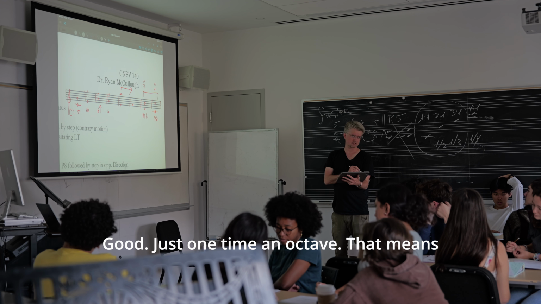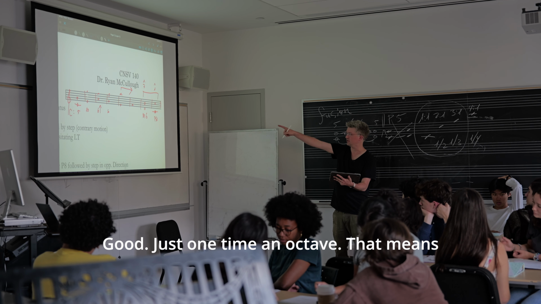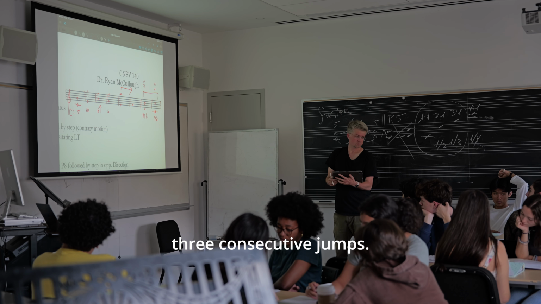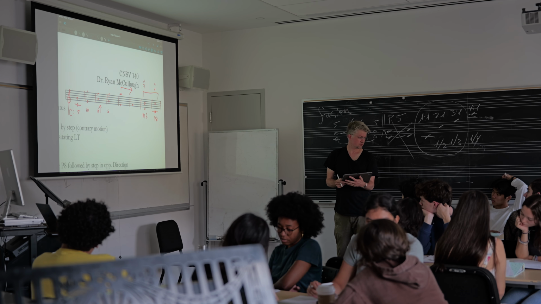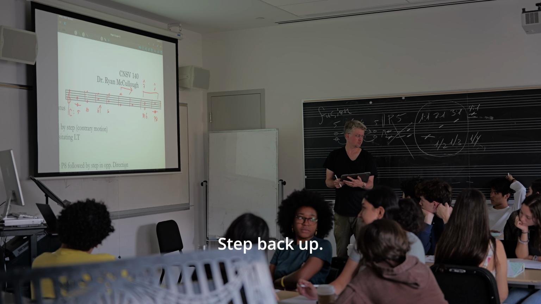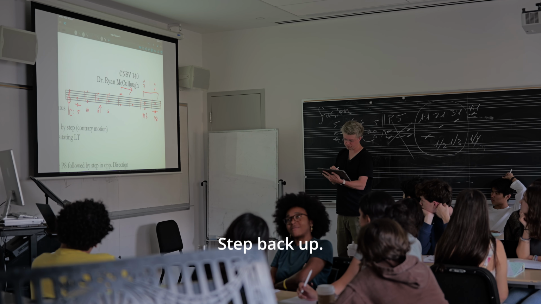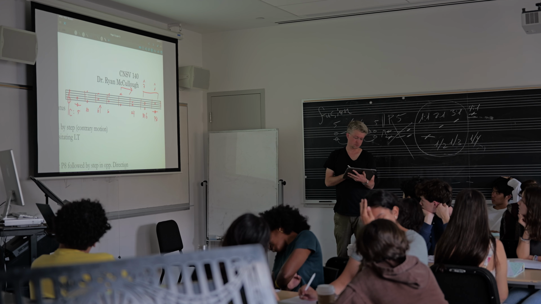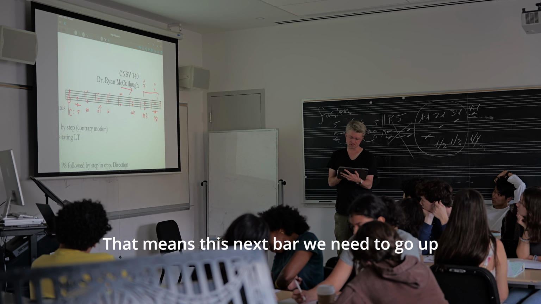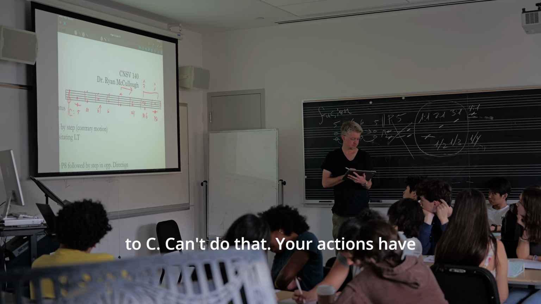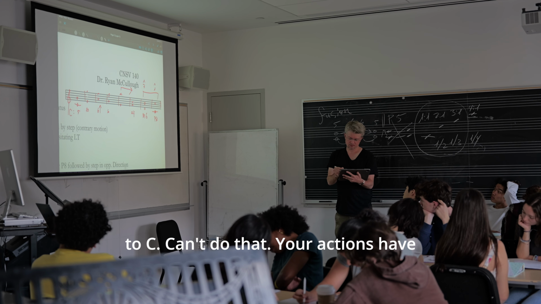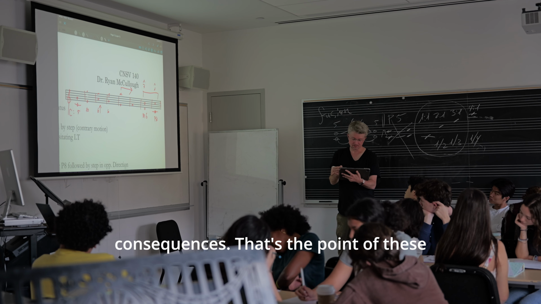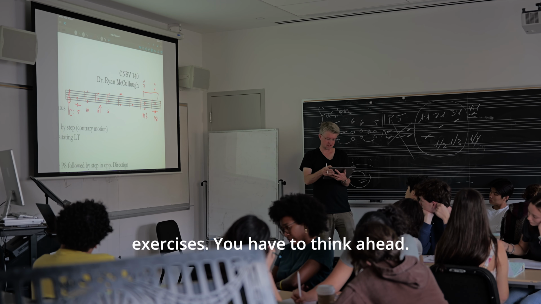How do we get down an octave to that B at the end there? You could just jump down an octave. That'd be 3 consecutive jumps. Well, if you jump down the octave, what does your mother require you to do? Step back up. You got to step back up, but if we leap down an octave here, first of all, that's an augmented fourth, so that's no good. But that also means this next bar, we need to go up to C. Right. Can't do that. Your actions have consequences. That's the point of these exercises. You have to think ahead.